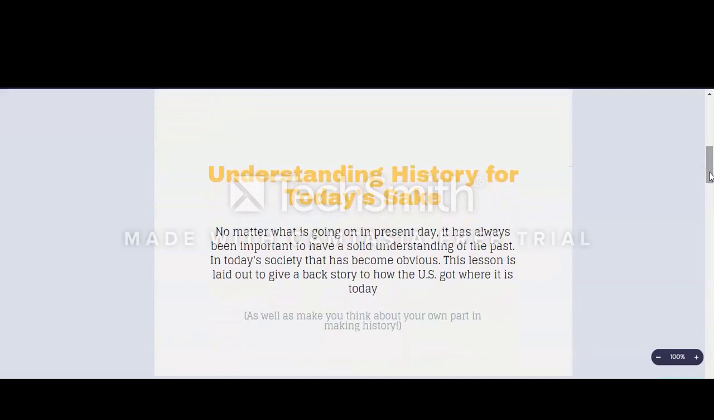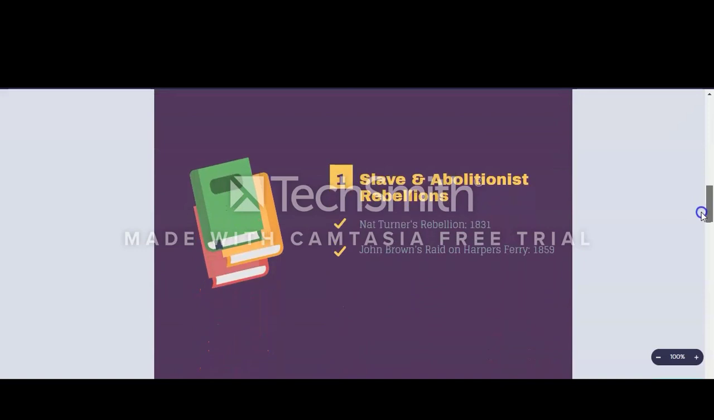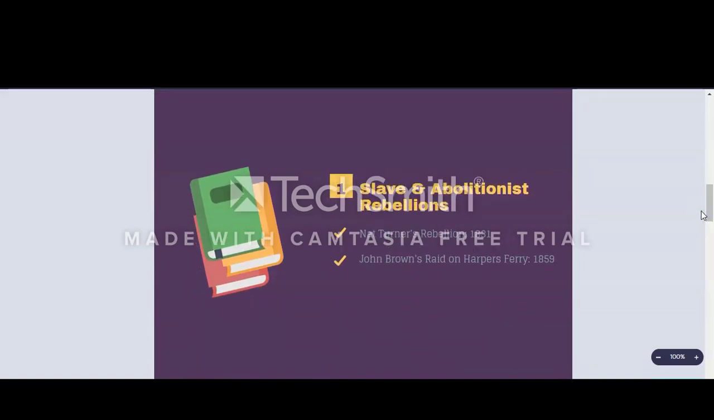So here I kind of just put out my intentions of this module. It's more about critical thinking. No matter what is going on in present day, it has always been important to have a solid understanding of the past. In today's society, that has become obvious. This lesson is laid out to give a backstory to how the U.S. got where it is today, as well as make you think about your part in making history. I find that to be a very important part of learning about history is thinking about your role in what history you're creating right now.